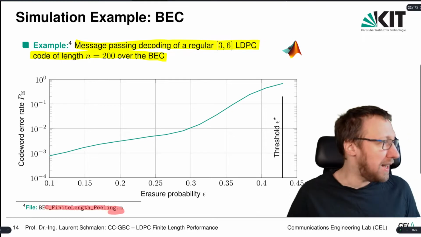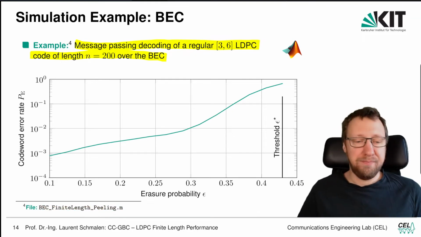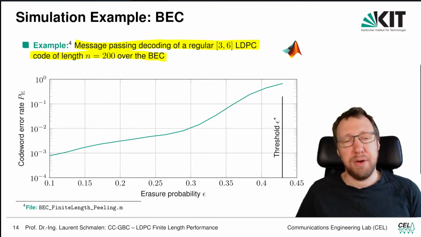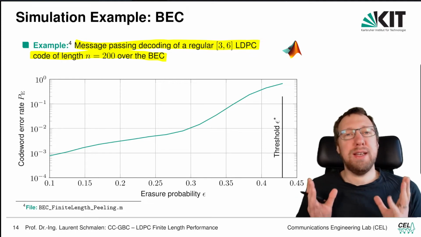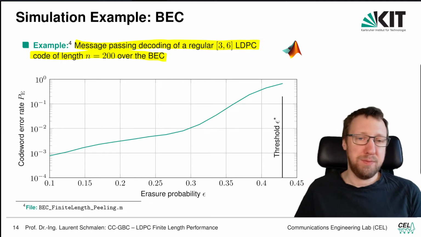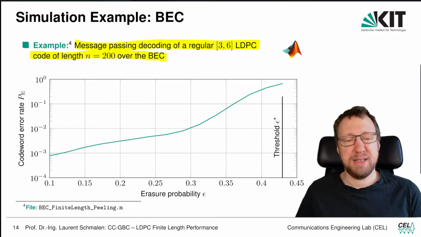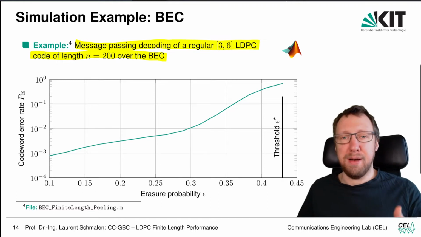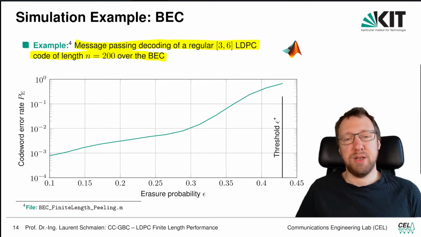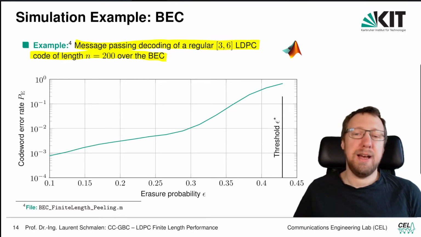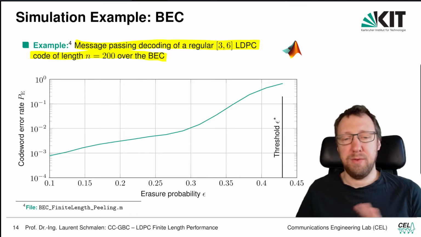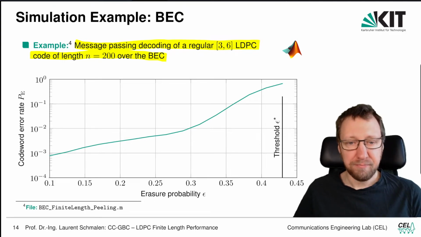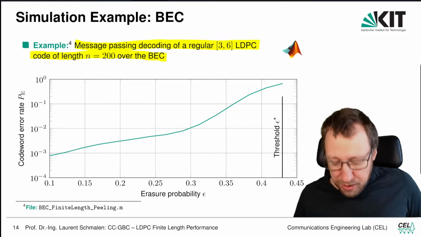We use a slightly different decoder, this so-called peeling decoder. This decoder is equivalent to the message passing decoder, but it's slightly simpler to implement on the binary erasure channel. It speeds up the decoding process, which is why I did this. But the result is essentially the same. So when we carry out the simulation, we see the following.